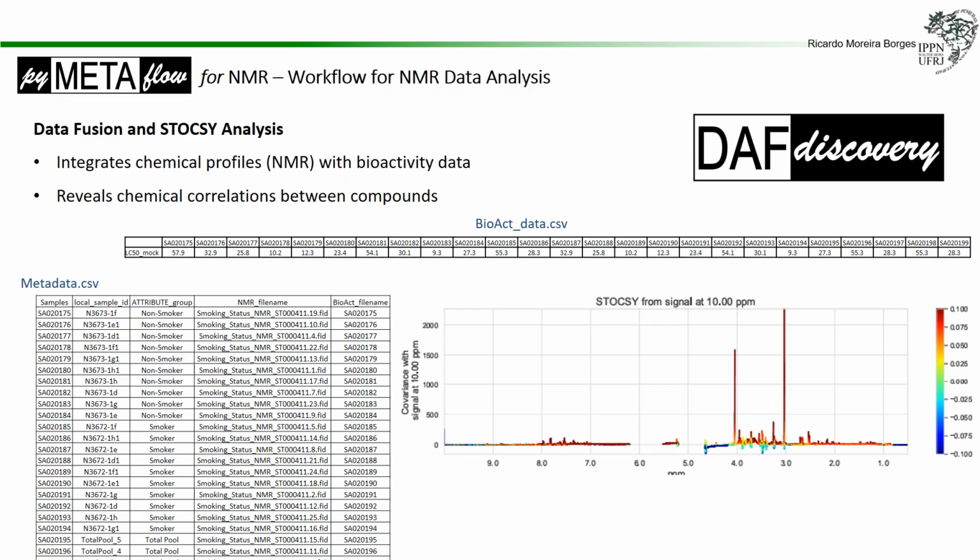And before metabolomics, we could integrate the chemical profile, actually the NMR data, with some phenotypical data, right? That would reveal chemical correlations between compounds, or between the bioactivity and the chemical profile, or the phenotypic data with the profile. So for that, we absolutely need the metadata, just to organize the samples and the data from each sample, and we need additional data for the bioactivity or phenotypical data.